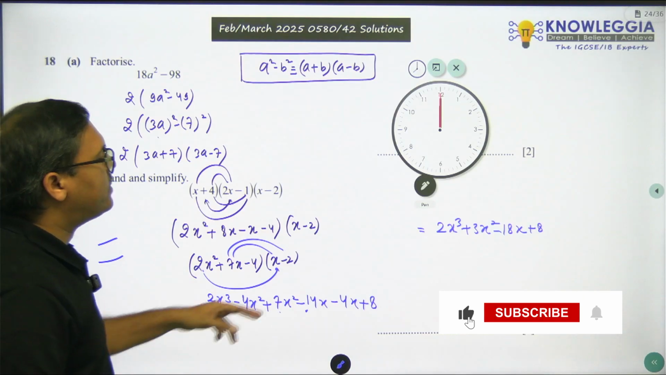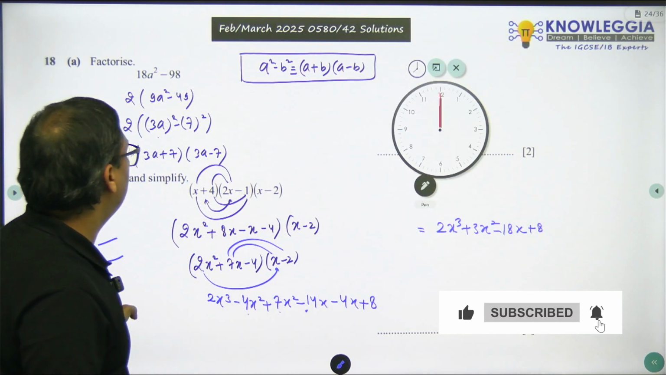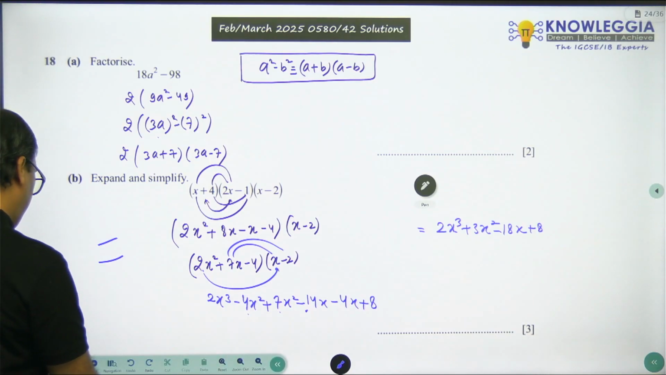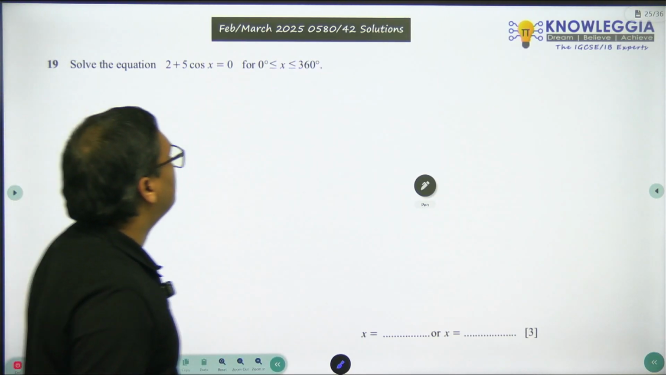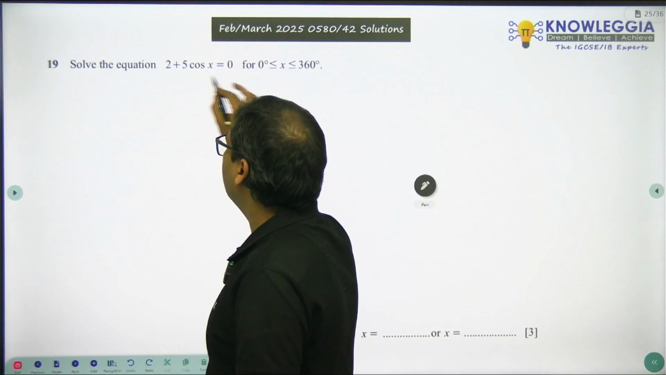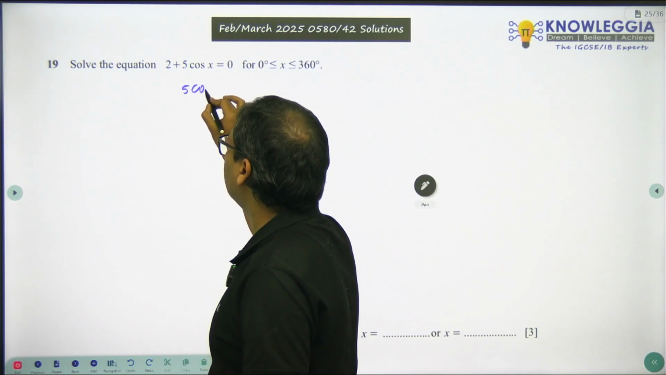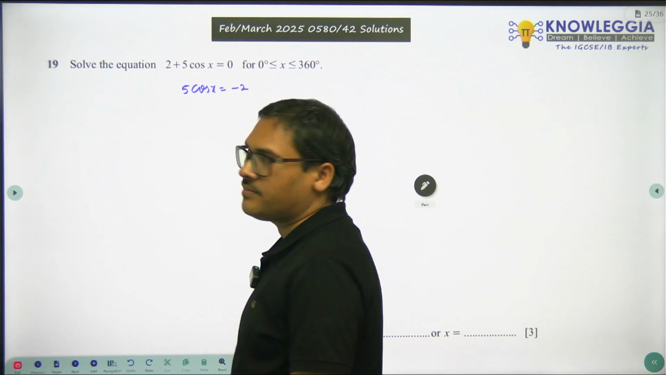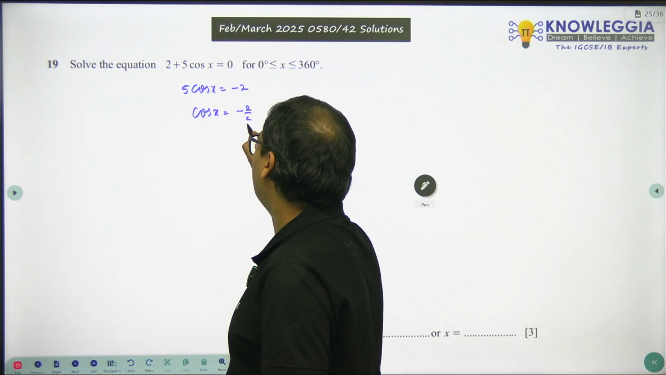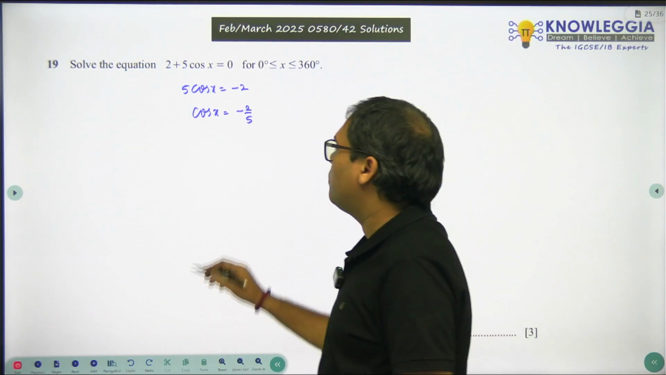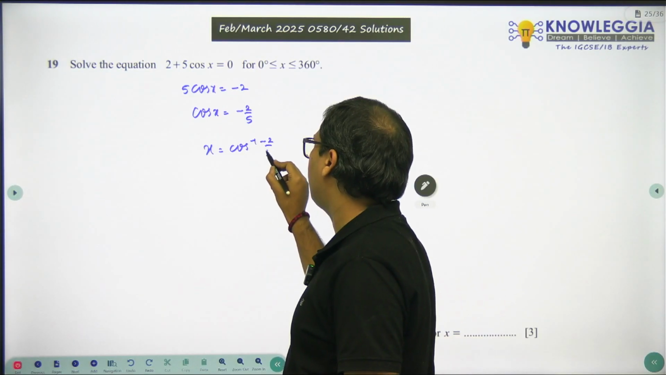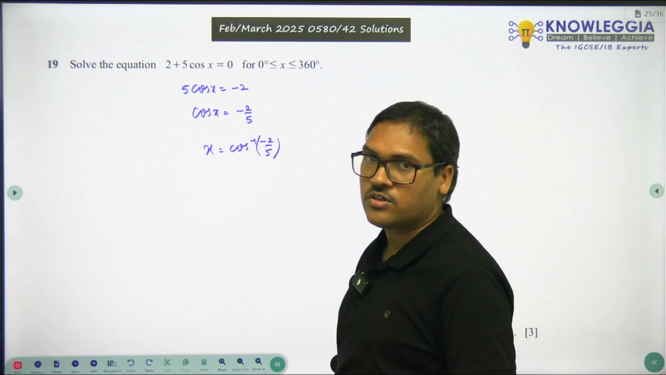So now moving to the next question. Solve the equation. When you have to solve the equation, just simplify this. This is 5 cos x. Adding minus 2 on both sides, cos x is equal to minus 2 divided by 5 on both sides. So what is x? We will take cos inverse of minus 2 by 5.